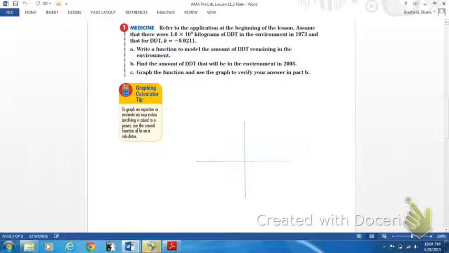As we read through the problem, it says refer to the application at the beginning. We're not going to worry about that. It says assume that there are 1 times 10 to the 9th kilograms of DDT in the environment in 1973, and that for DDT, k equals 0.0211, and that's just a constant for the function that we're going to find. So the first thing we want to do is write a function to model the amount of DDT remaining in the environment since 1973.